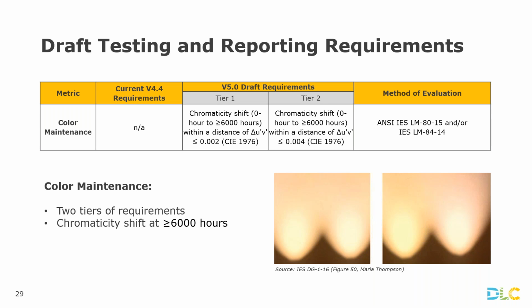Color maintenance is the product's ability to maintain a specific chromaticity over time. With that, it is sort of the spectral equivalent to luminous flux maintenance over time. And we have a requirement in the draft policy. Again, there are 2 tiers of requirements written into the draft, specifying the acceptable chromaticity shift from the first measurement to one at 6,000 hours or above.